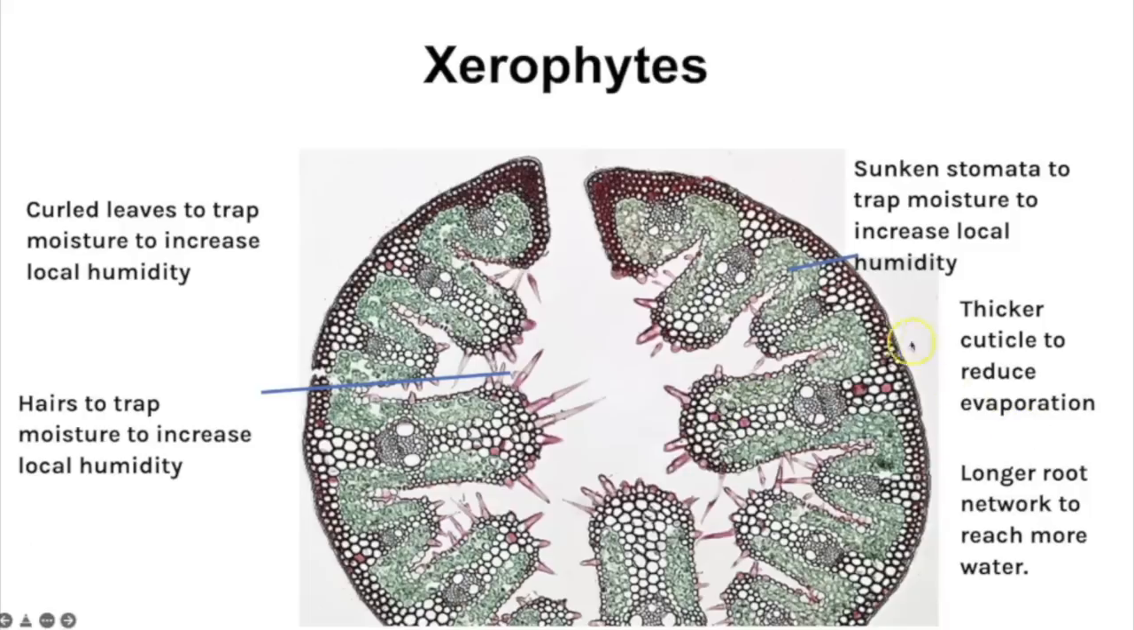Now, in addition to that, they also have a thicker cuticle to reduce water loss, and we can't see it on this particular image, but they do have a longer root network to be able to reach further distances to try and find any available water.